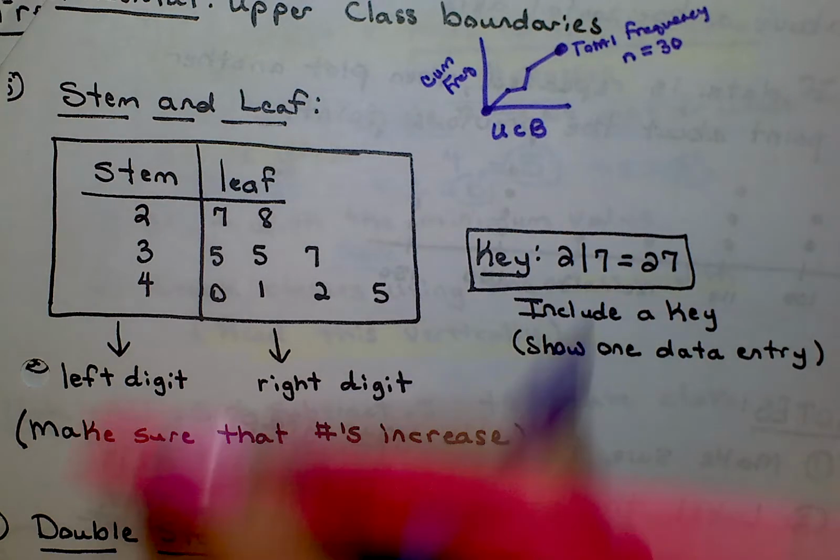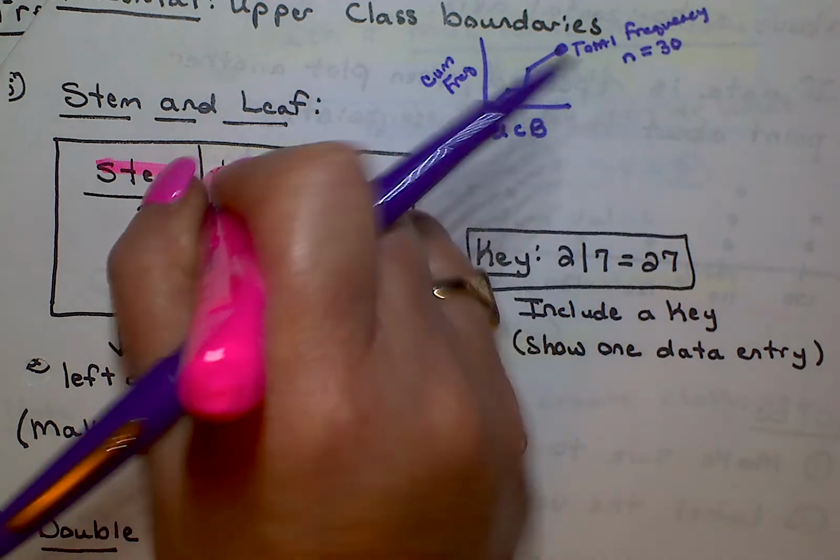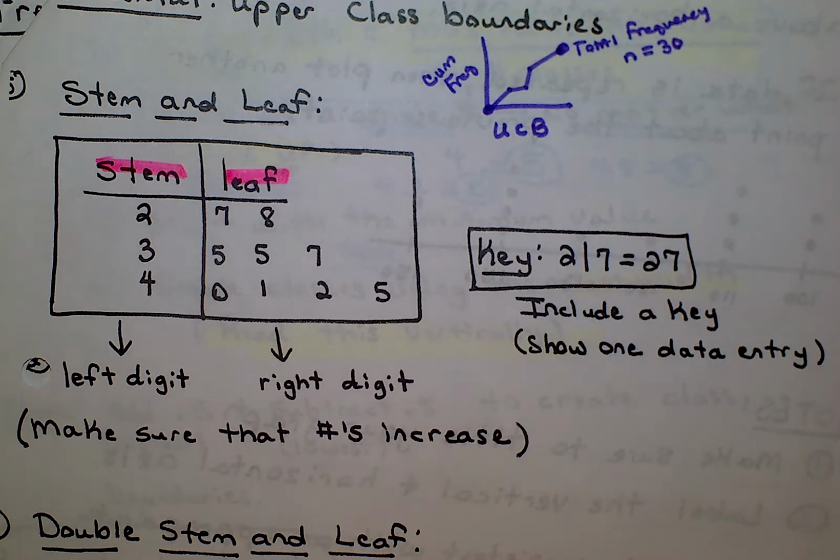Then we went to stem and leaf. Stem is going to be your left digit. Your leaf is going to be the right digit. Make sure that the numbers increase. Remember to include a key and show one data entry.